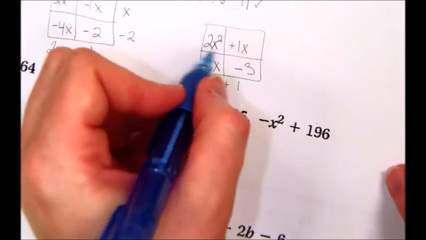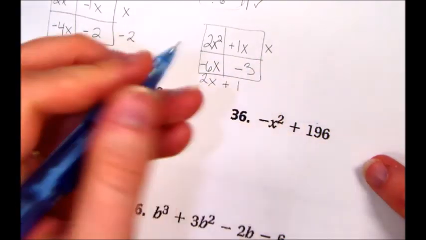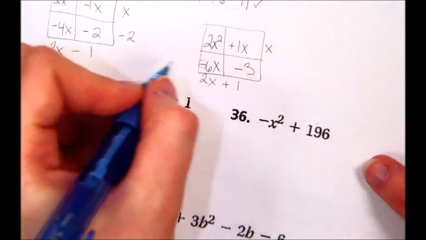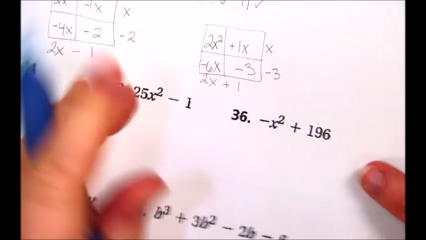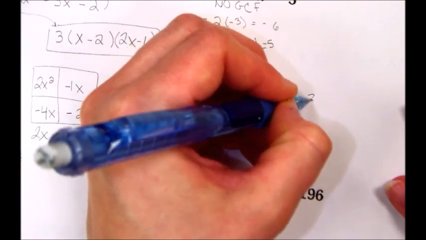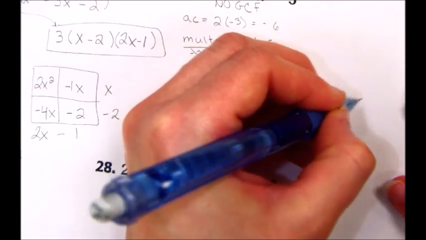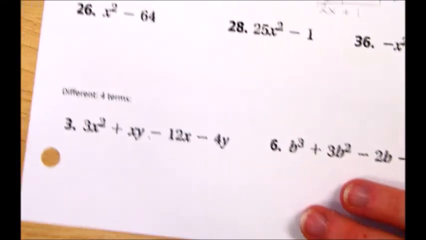Now go left to right. These have an x in common, and these have not only a 3, but because the first one's negative, a negative 3 in common, a GCF. It's time to put them in a factored form, x minus 3 and 2x plus 1. Now, number 26.